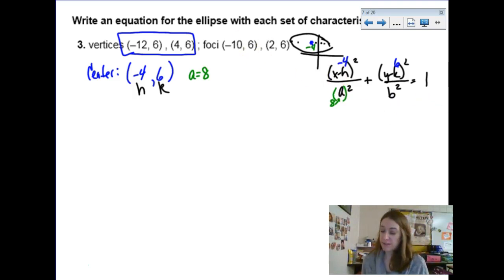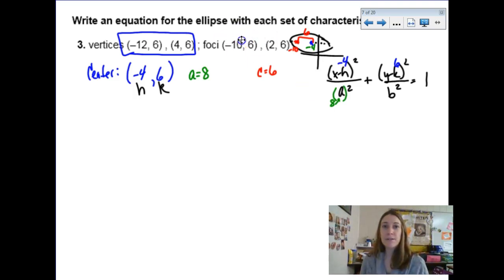The foci, however, that's another important clue, right? Because the distance from the center to either of the foci is a distance of c. So if the foci is out here at negative 10, 6, and the center was at negative 4, that's a distance of 6 units. Now, what I just found was c. c equals 6. I could have totally done a formula, by the way. Those of you who don't like to look at pictures and graph things, more power to you. But that's probably the easiest way. But we can go back and look at the formula if you'd like.